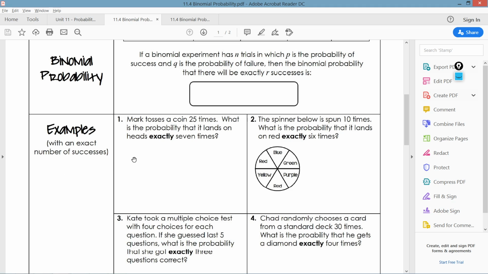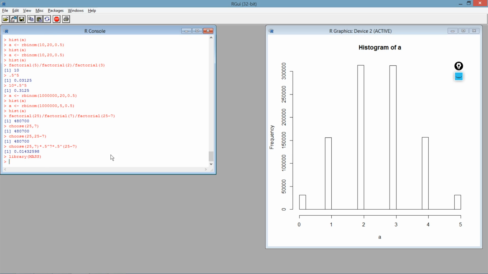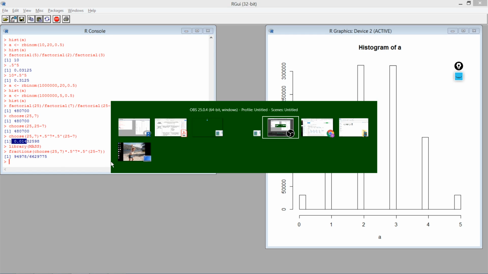Okay. So what is the probability? And then let's add the MASS library, and I can tell R to express this as a fraction. Yeah, that's my fraction right there. Okay? That's the probability of it happening. You could just write it as 0.014, okay? Your test instructions should make it clear.